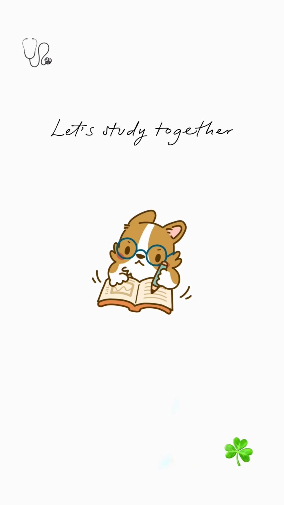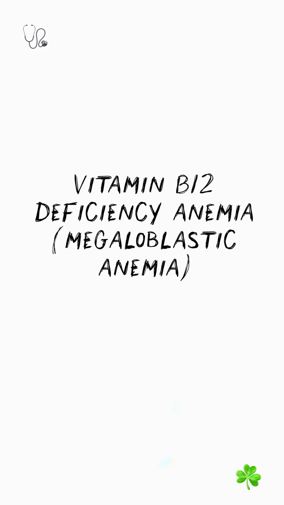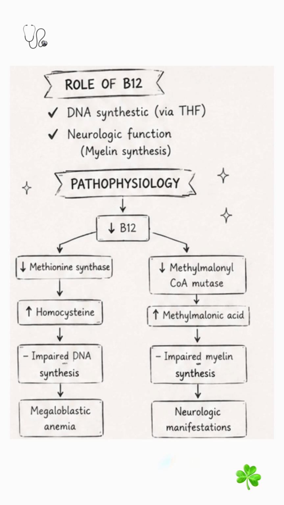Right, so today we're discussing vitamin B12 deficiency anemia, which is a type of megaloblastic or macrocytic anemia because red blood cells become larger in size than normal. To understand vitamin B12 deficiency anemia, you have to first understand the role of vitamin B12.